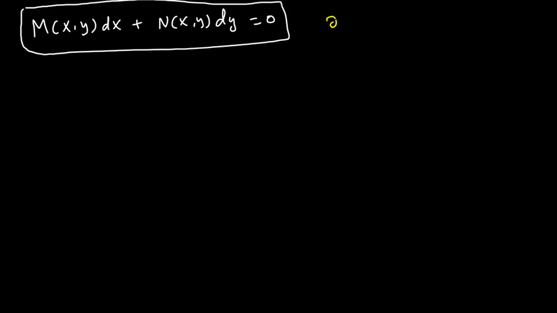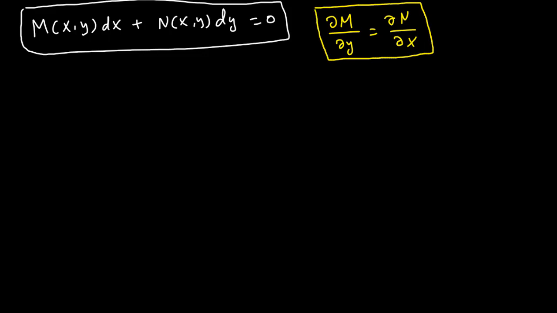We say that this first-order differential equation is exact if the following condition is satisfied: partial M by partial y equals partial N by partial x. If this condition is satisfied, then we say that the differential equation is exact. And this condition is sufficient and necessary. It means that for the differential equation to be exact, it has to satisfy this property, and if we have this property, that is sufficient to say that the differential equation is exact. So this is a necessary and sufficient condition.